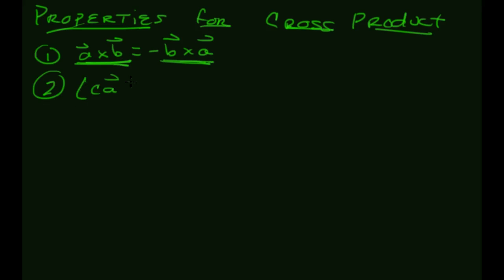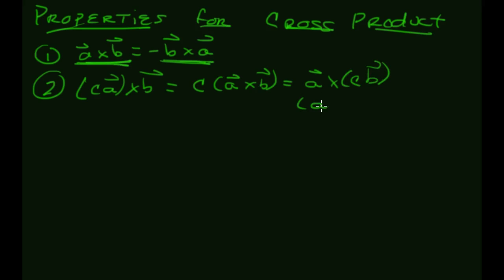Okay, so we do get a bit of an associative property here. If I scale A and cross it with B, that is the same as scaling the cross, which is the same as taking A and crossing it with the scalar times B. So that's a full associative property as far as the scalar is concerned.